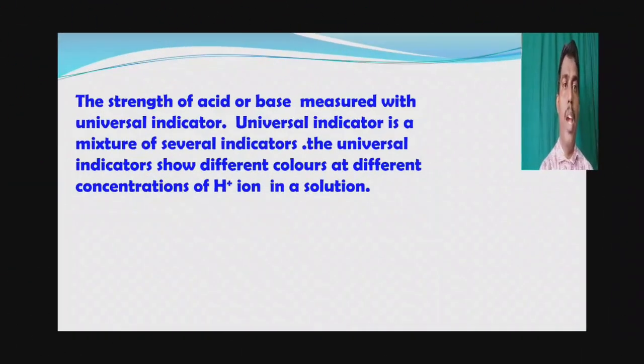The strength of an acid or base is measured with universal indicator or pH paper. Universal indicator is a mixture of several indicators. The universal indicator shows different colors at different concentrations of H plus ions in a solution.